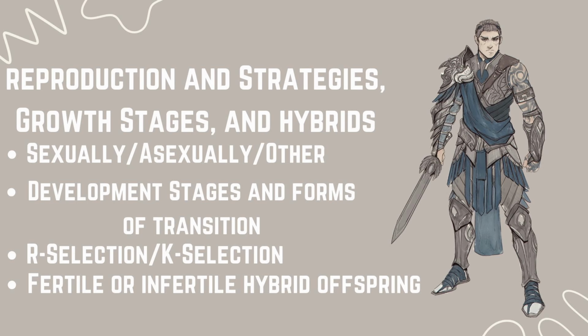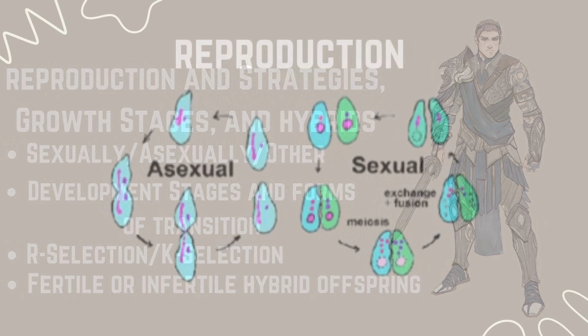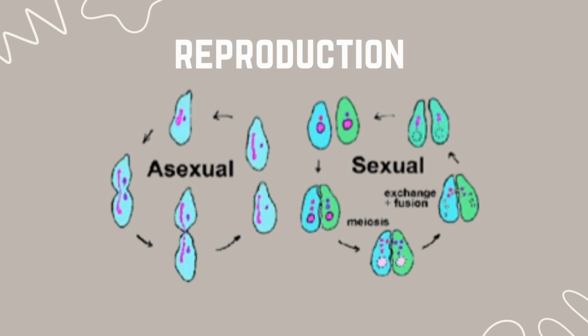Some other factors you can consider are reproduction, growth stages, and hybrids. With reproduction, you may want to take into account how a species reproduces. Is it sexually or asexually? Sexual reproduction involves the creation of an offspring through the combining of genetic information between two organisms, whereas asexual reproduction has organisms create genetically similar or identical copies of themselves without the genetic material from another organism.